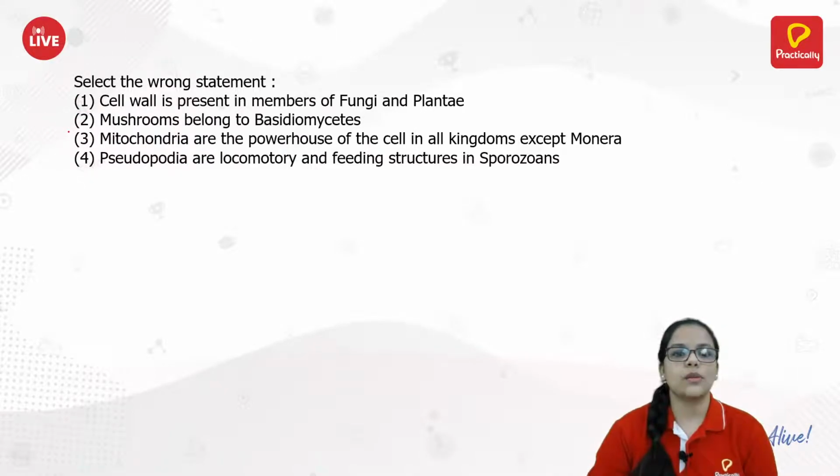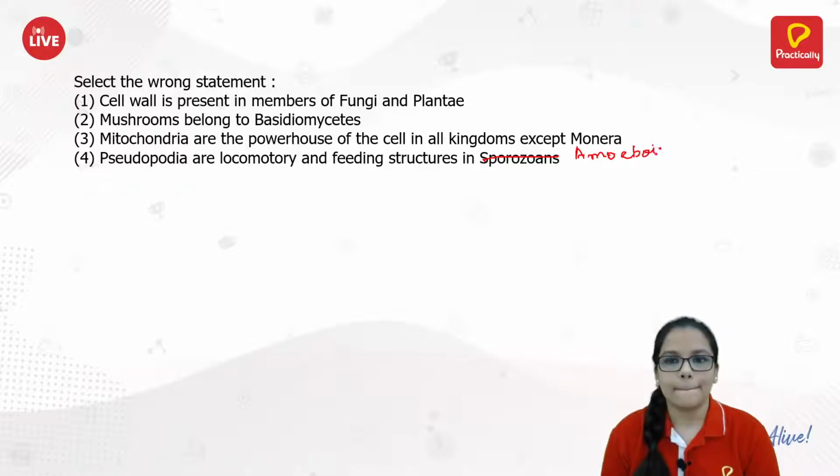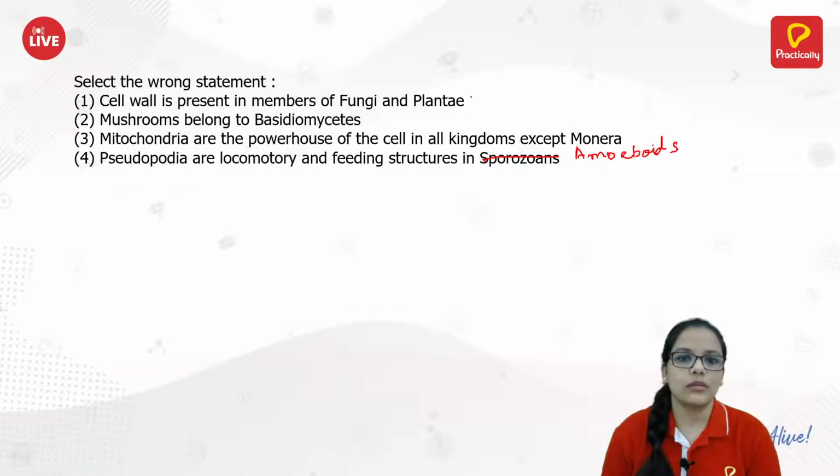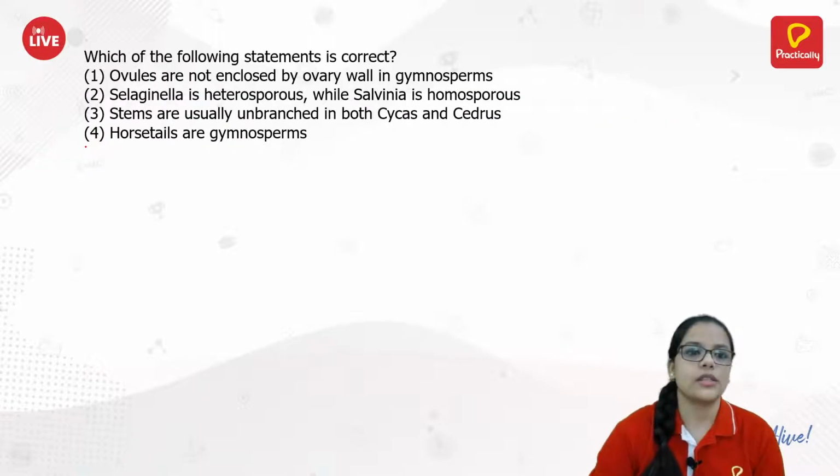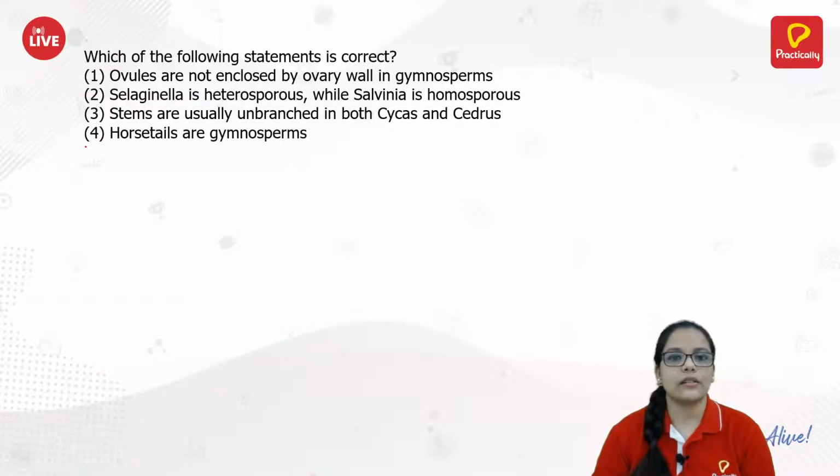Select the wrong statement. Cell wall is present in members of fungi and plantae. Mushrooms belong to Basidiomycetes. Mitochondria is the powerhouse of the cell in all kingdoms except Monera. Pseudopodia are locomotory and feeding structures, and not found in sporozoans. They are mostly found in amoeboids. So cell wall is present in fungi, plantae, mushrooms are Basidiomycetes, all except Monera. Answer is pseudopodia is found in amoeboids.